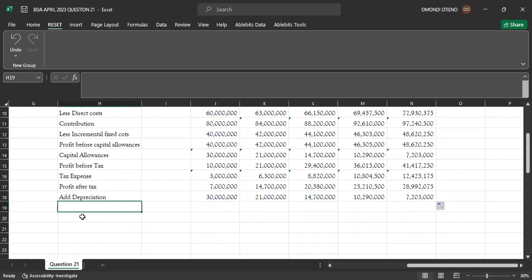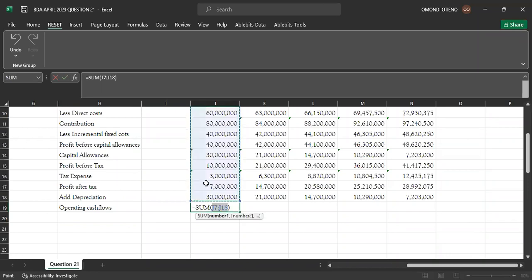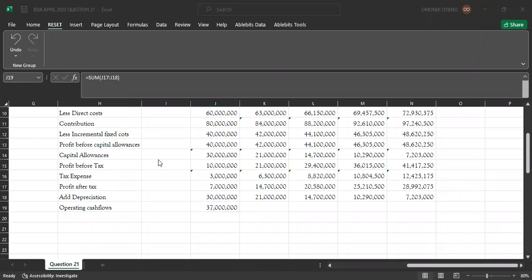So we have now operating cash flows. Operating cash flows is the summation of the profit after tax and the added back depreciation. So I will simply come and say summation. I just add the two and then autofill. I want you to give me the value for 2028. Operating cash flows for 2028. What are we having?